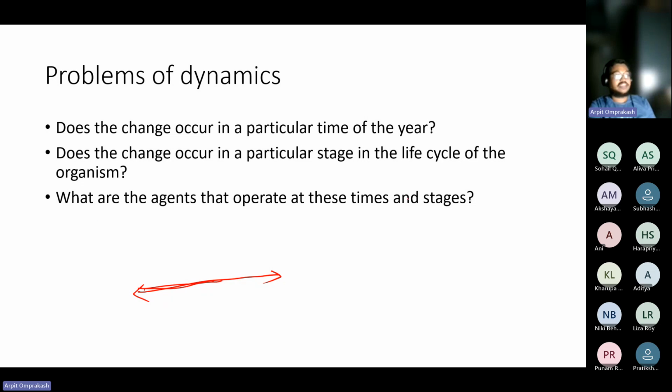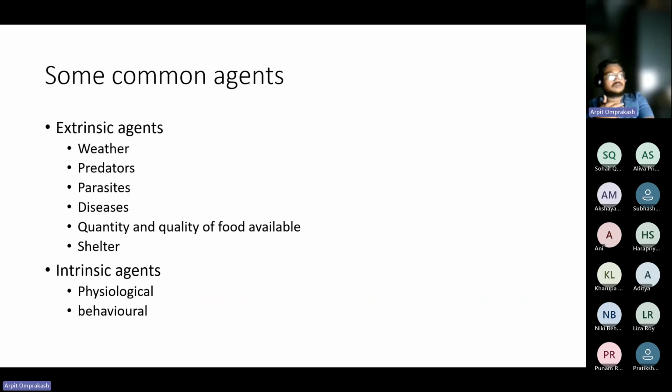The third thing is, what are the agents that operate at these times and stages? So for the pollinators, it might be flowers, it might be other birds that are preying on them and stuff like that. And these things might be affecting how these pollinator numbers vary across time, right? So agents can be either extrinsic or intrinsic.